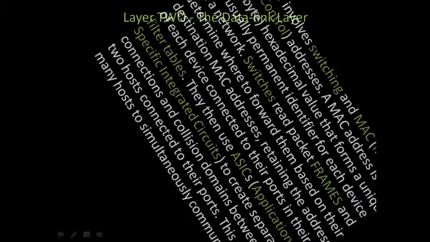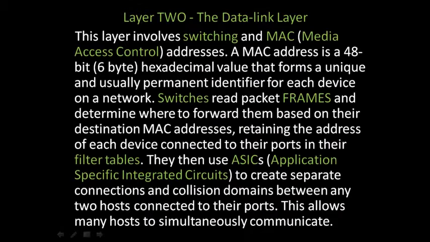Now let's examine the second layer, or the data link layer. Layer 2 involves switching and MAC, or Media Access Control, addresses. A MAC address is a 48-bit or 6-byte hexadecimal value that forms a unique and usually permanent identifier for each device on a network. We say usually because this is not always so. Software can be used to spoof the MAC address on devices, and in addition, there are some devices that can actually have their MAC addresses reprogrammed in EEPROM or non-volatile memory.